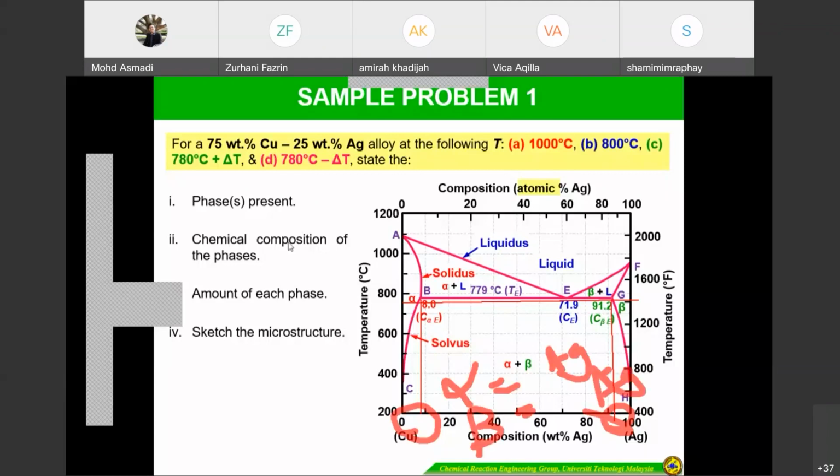It hangs again. Hang for a moment. I don't know what happened.